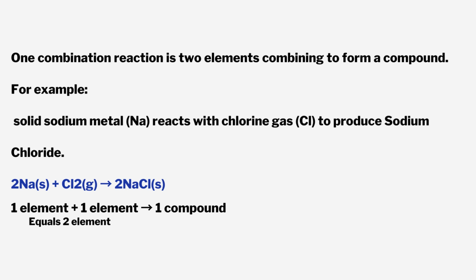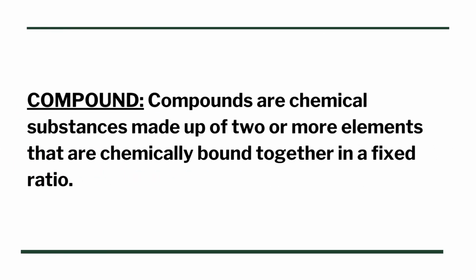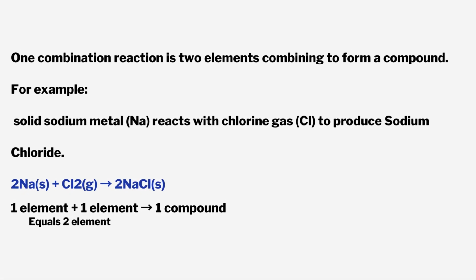So there are some terminologies we use in chemical combination, and I'll be explaining those terminologies to you. The first one is compound. In your SS1 you have been taught what a compound is. Compounds are chemical substances made up of two or more elements that are chemically bound together in a fixed ratio. For example, let's take sodium and chlorine. Sodium is an element, chlorine also is an element. Both of them coming together will give us a compound.